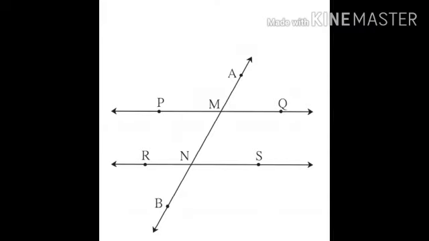Measure of angle PMN plus measure of angle MNR is equal to 180 degrees. Measure of angle QMN plus measure of angle MNS comes to 180 degrees. Students, this is what we studied, parallel lines and transversal.